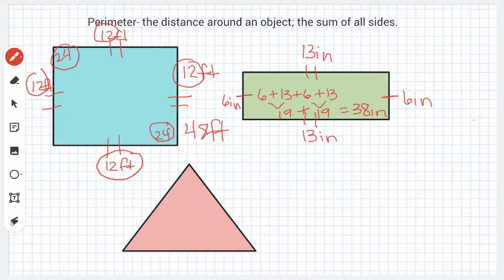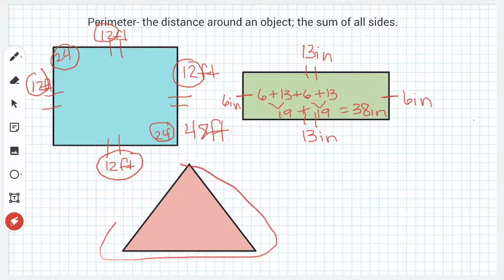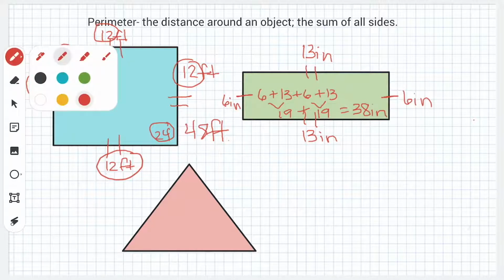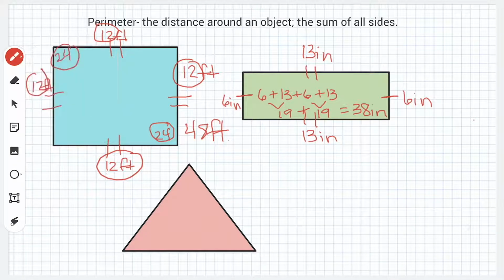Let's take a look at the next figure. Here we have a triangle. In this triangle, I have two sides with a length of 20. Oops, let me get the pen back again. The laser's not going to work, it disappears. I have two sides with a length of 20 yards. And I have one side with a length of 30 yards.